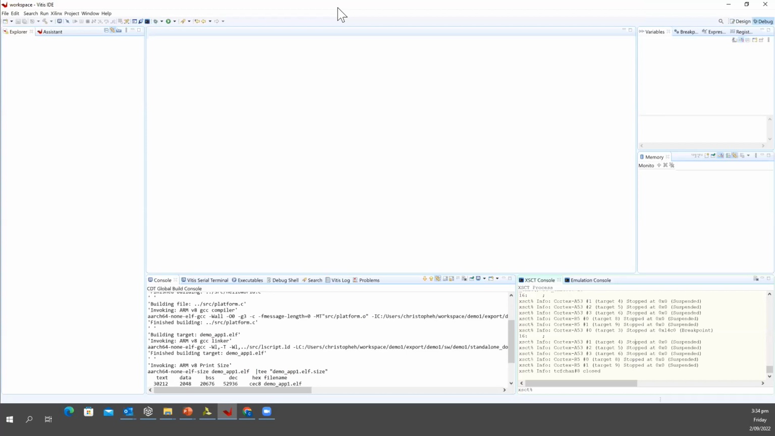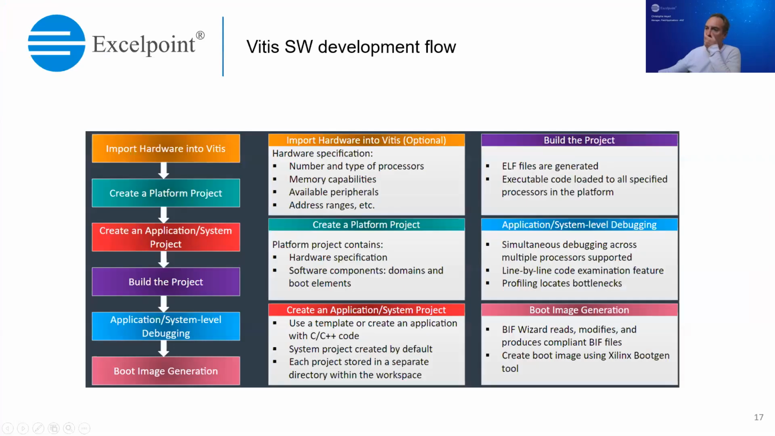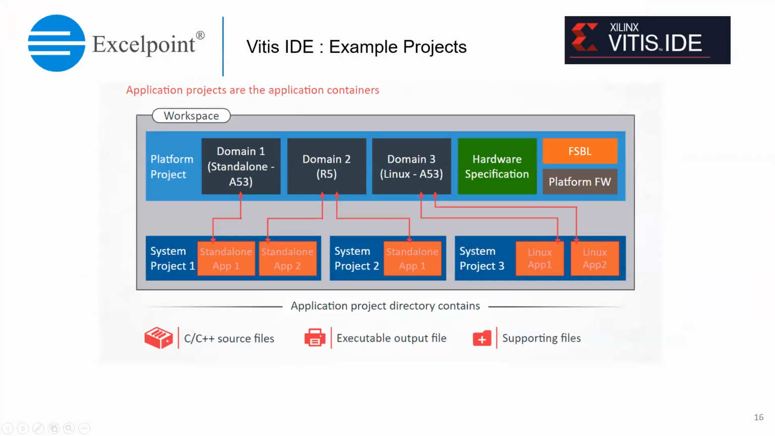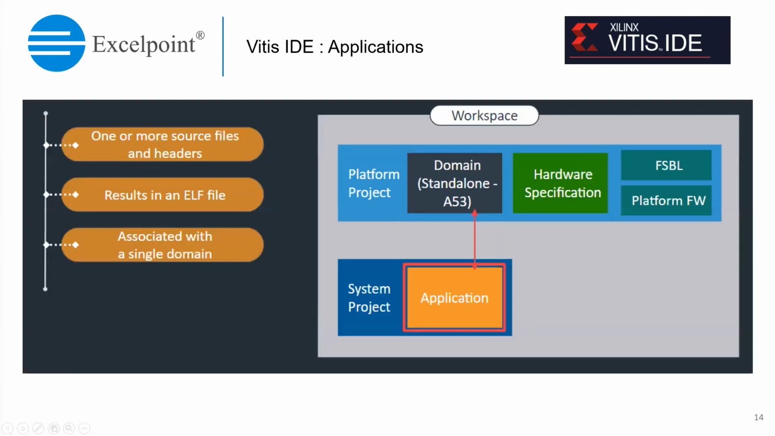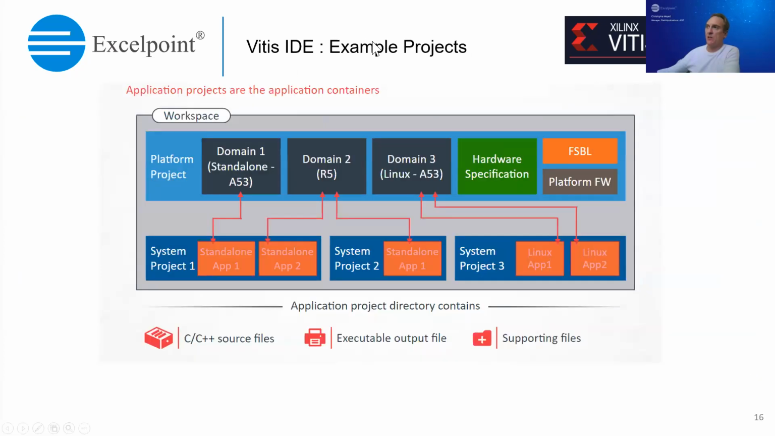And then another question that came through, roughly slide 11, when you were talking about the domain explanations: could one A53 core run a standalone app, and then other cores in the application processor unit run Linux at the same time? Yes, so that's what you see here in this example.